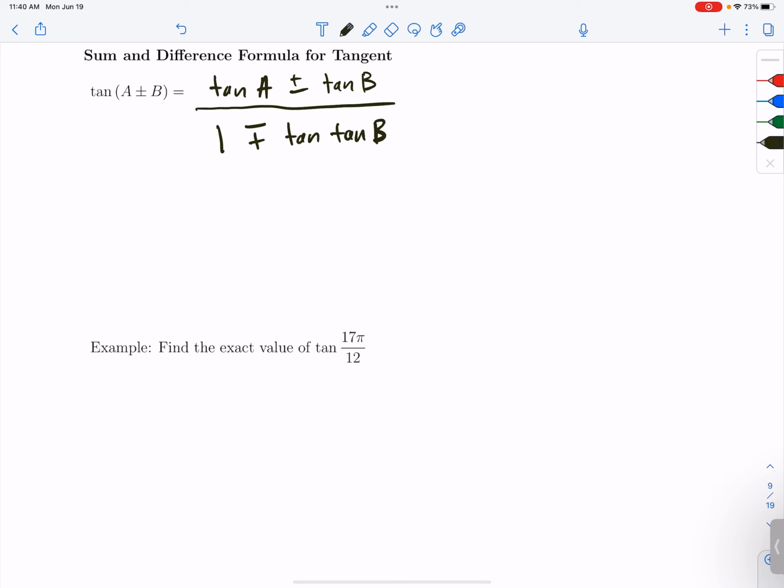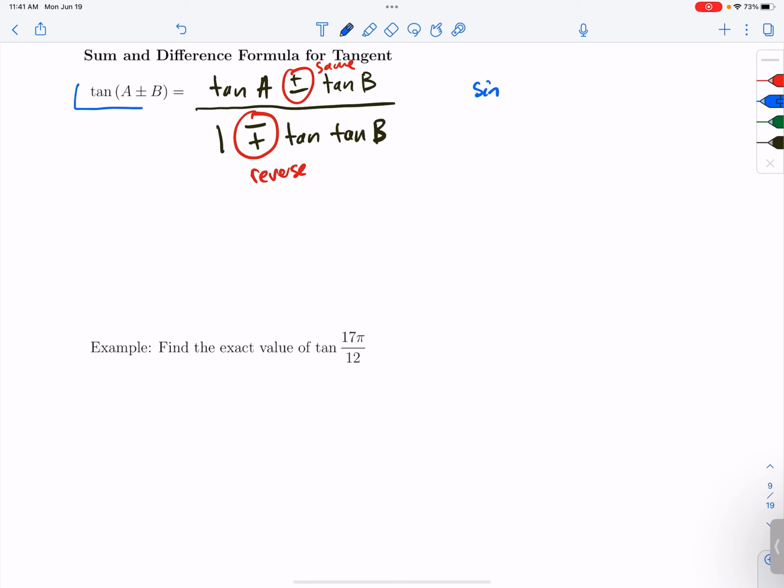Try not to say sine, because sine means something different in trig. So notice that this is reversed and this is the same. Okay, and the way that we verify this is remembering that tangent is the same thing as sine over cosine.